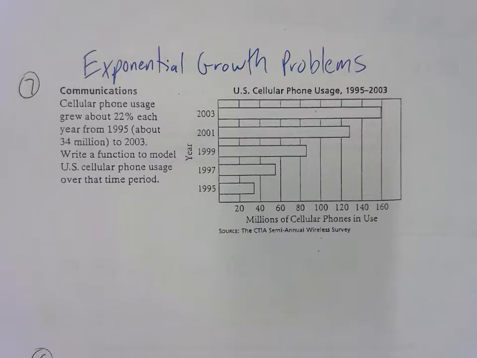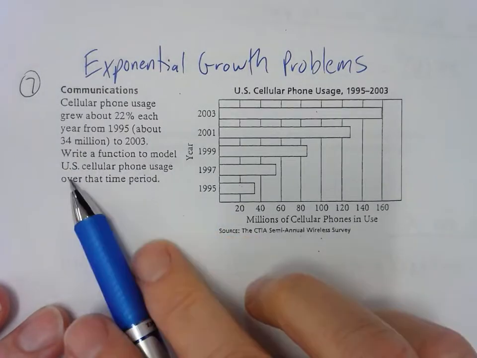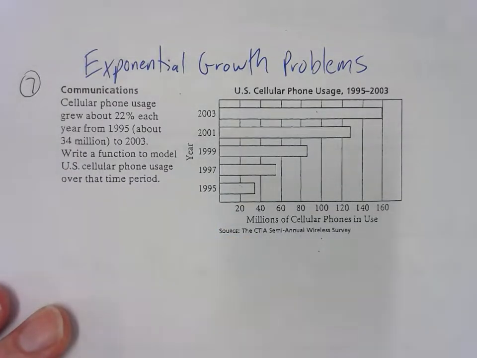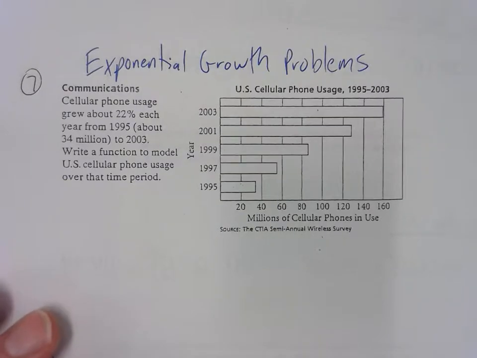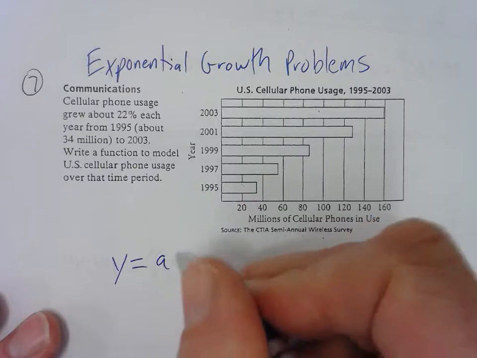In this video, I'll be working through a series of exponential growth problems. Here's the first one. Cellular phone usage grew 22% each year from 1995 to 2003. Write a function to model the usage over that time period.